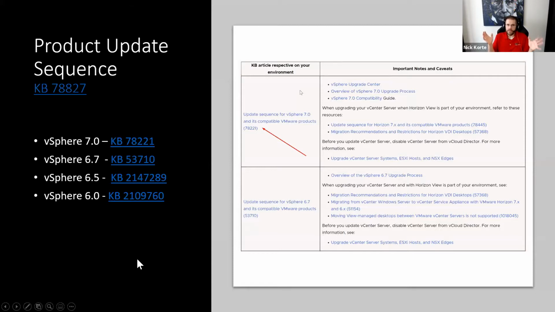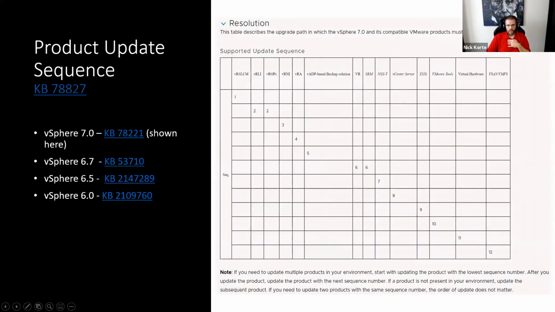There are product update sequence KBs. There's even one that's specific to Horizon and all the components that go with it. If you look at one of these, this specific one shows vSphere 7. We normally say, well, you need to upgrade vCenter first. And depending on what you have, that may be true, but you may actually need to start with another product that gets upgraded before these others in the sequence. So these are great KBs to mark if you haven't already.